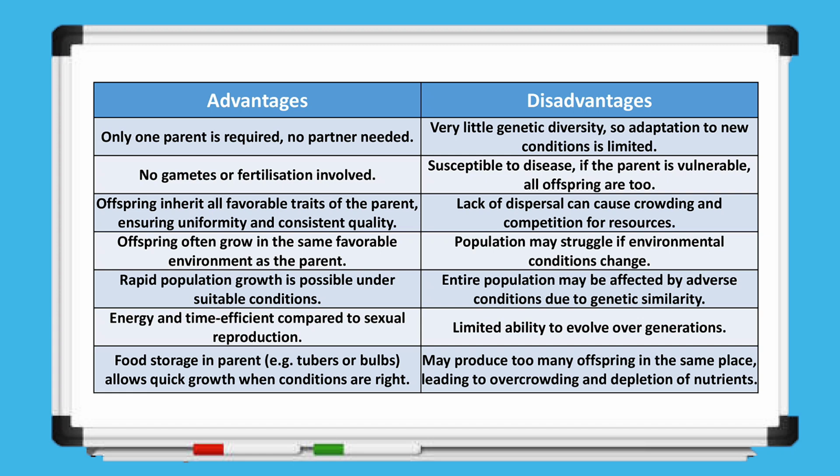If the parent is vulnerable to disease, all offspring are equally susceptible. Limited dispersal can lead to overcrowding and competition for resources. Populations may struggle if environmental conditions change, and the entire population can be affected due to genetic similarity. There is also a reduced ability to evolve over generations, and producing many offspring in the same area may deplete nutrients and cause overcrowding.